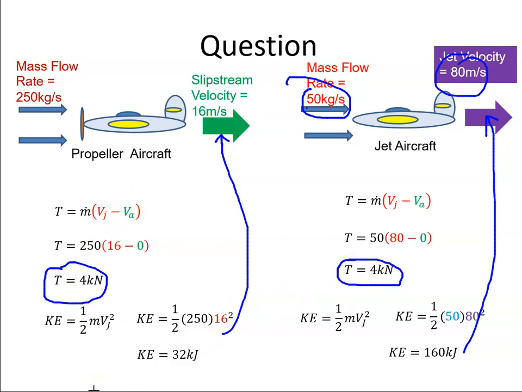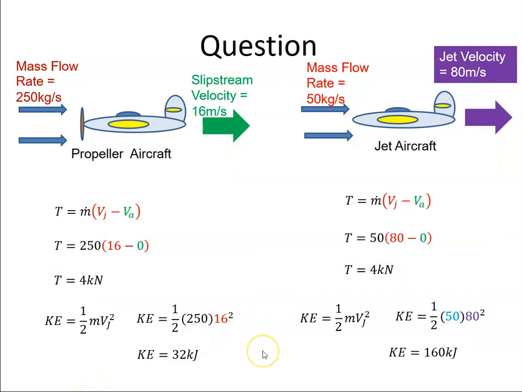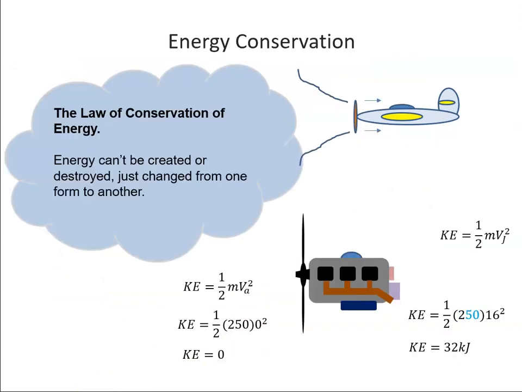So what does that tell us? Well, it tells us a lot actually. If we go back to the law of conservation of energy, we're told that energy can't be created or destroyed, just change from one form to the other. So if we take the piston engine aircraft here, it has 32 kilojoules of energy. Now it was at rest. Okay, so the engine was at rest.